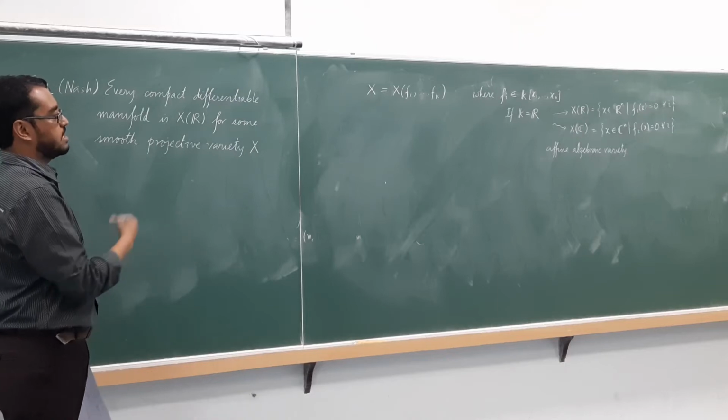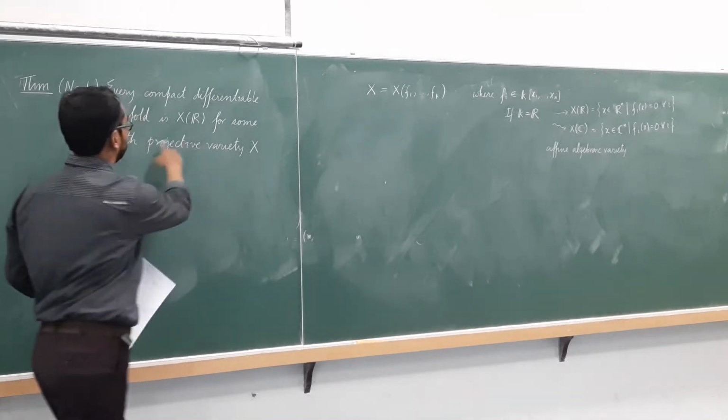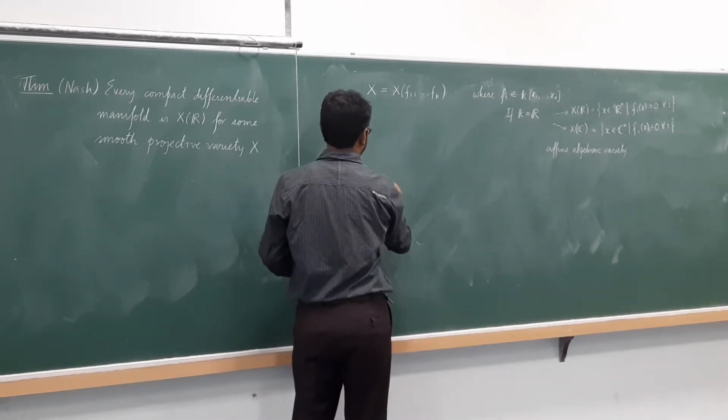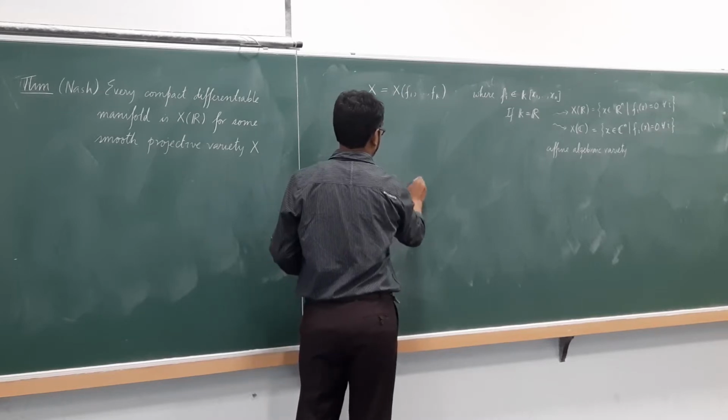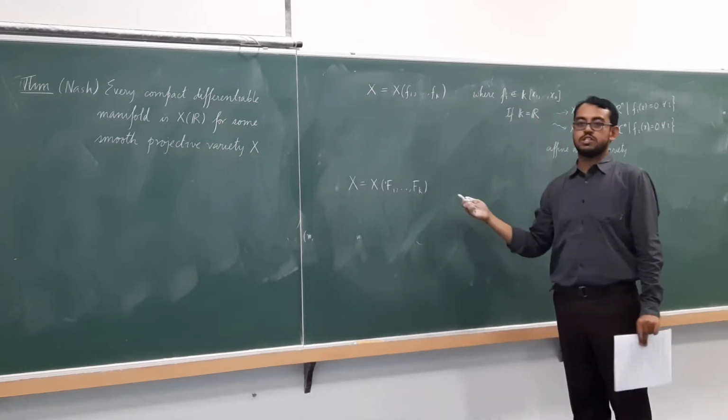Numbers here, otherwise I write as various polynomials. But what we're interested in is the projective version. So what do I mean by projective thing? It's going to be X of f1 through fk, and each of these fi's is going to be a homogeneous polynomial.